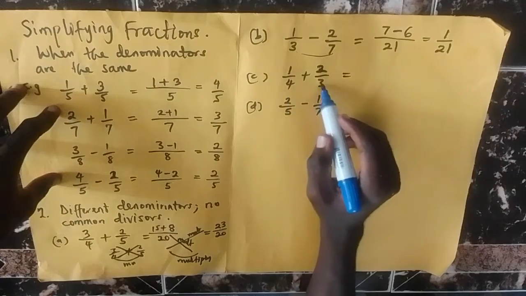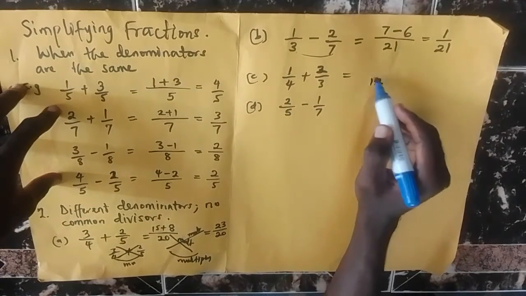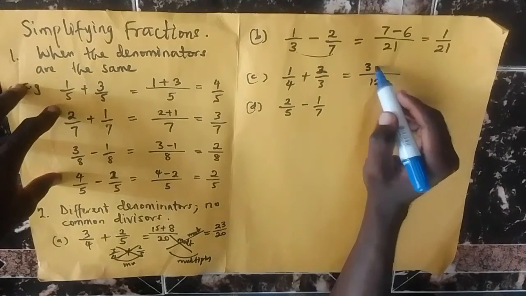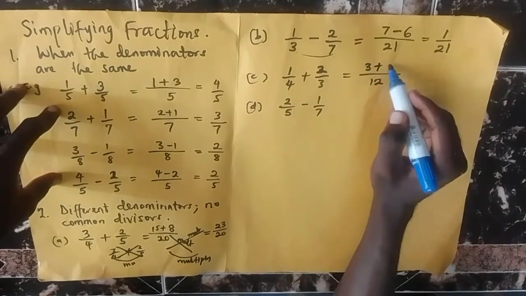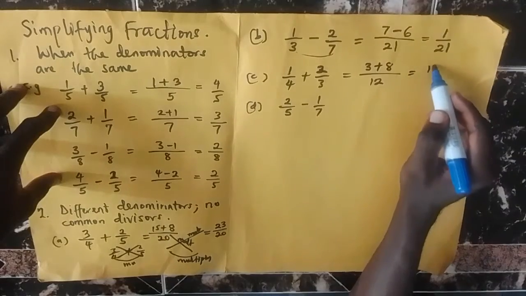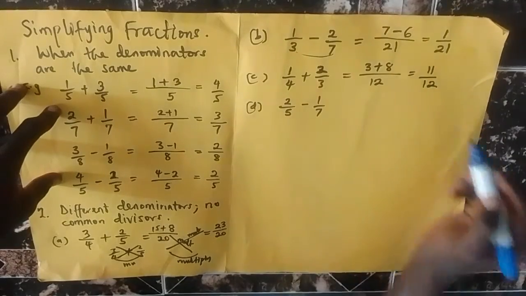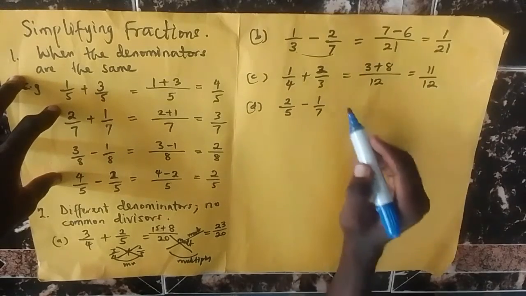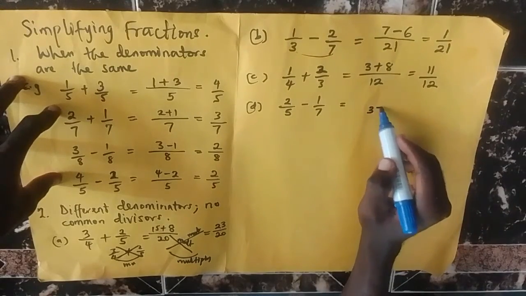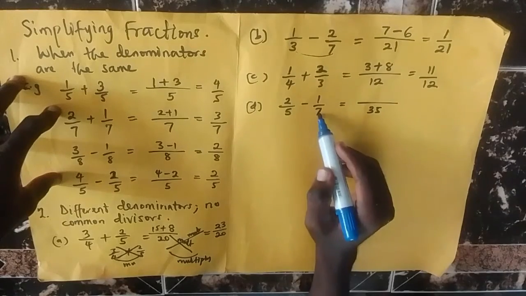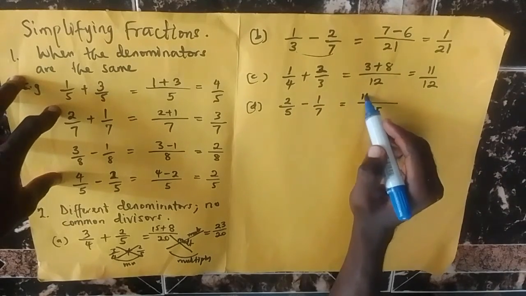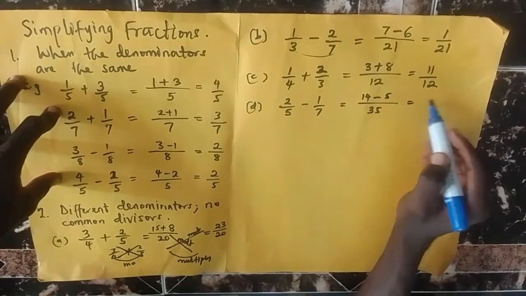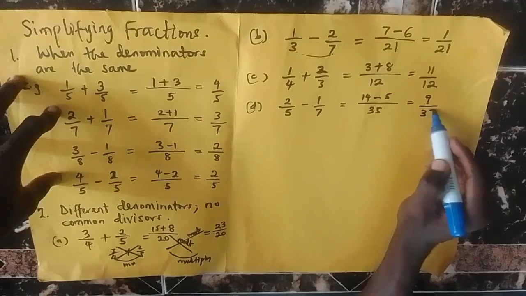And in this case, 4 times 3, 12, 3 times 1, 3, plus 4 times 2, 8, giving us 11 over 12. In the last one, 5 by 7 gives us 35. 7 by 2 gives us 14 minus 5 times 1, 5. That gives us 9 over 35.